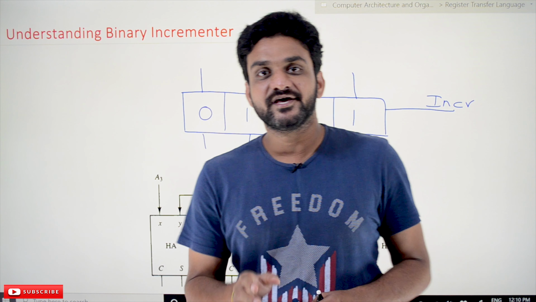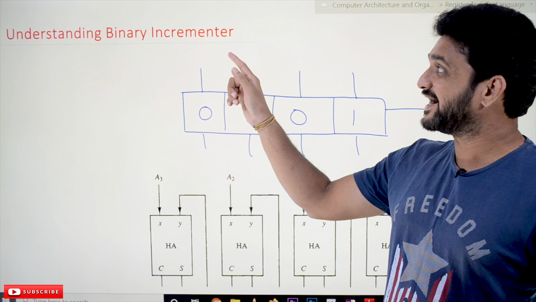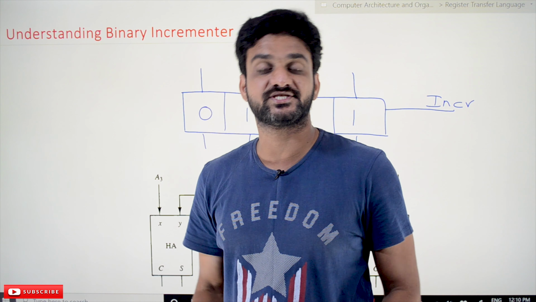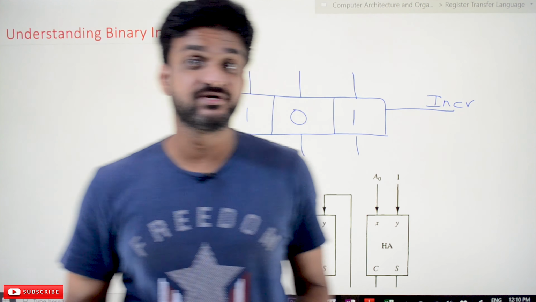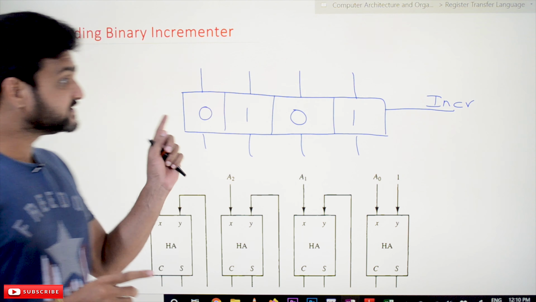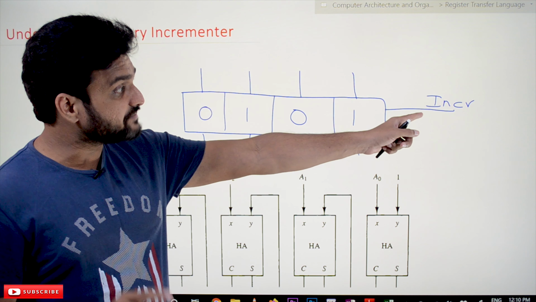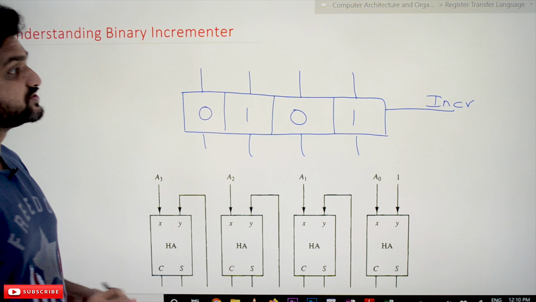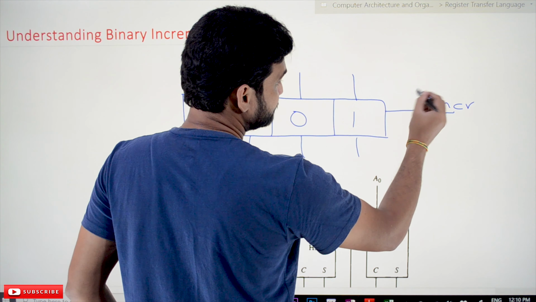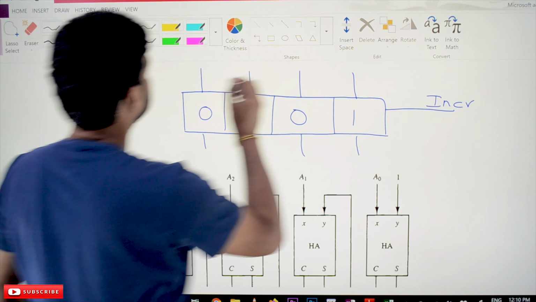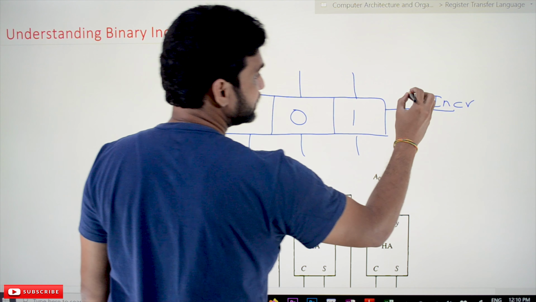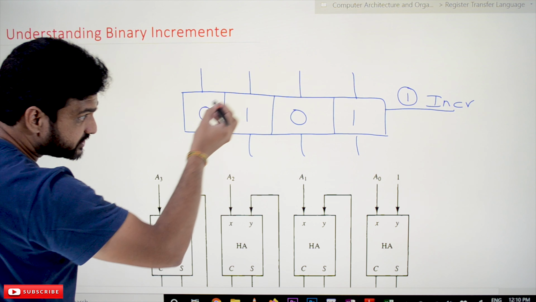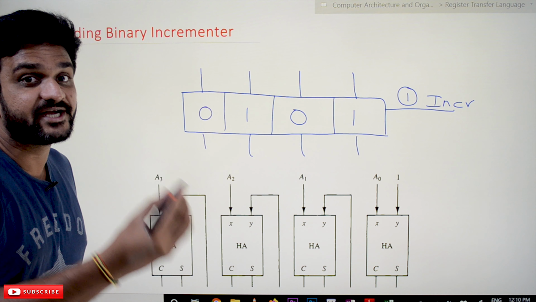I am Vikram. In this class, we will try to understand about binary incrementer. In our previous classes where we discussed registers and register transfer language, we said that a register can be provided with an independent control called increment. Whenever the value of the increment input is 1, the value in this register will be incremented by 1.